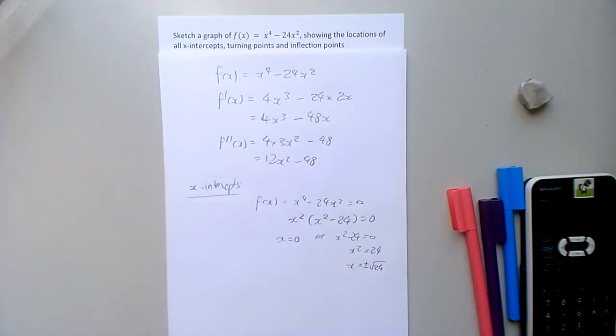Okay, so square root of 25 would be 5, so square root of 24 is just going to be a little bit less than 5. Okay, that's useful to know.